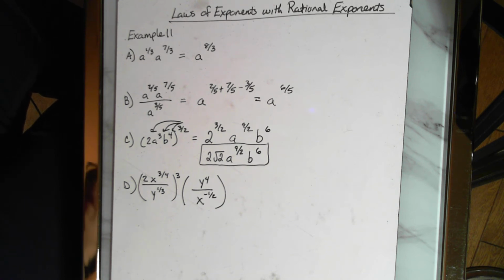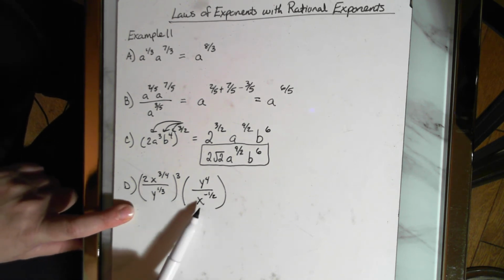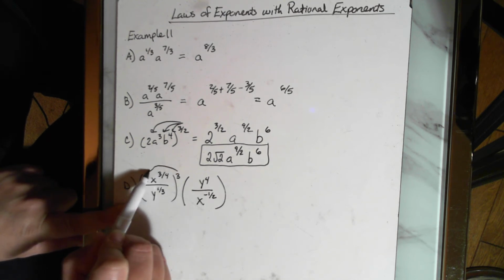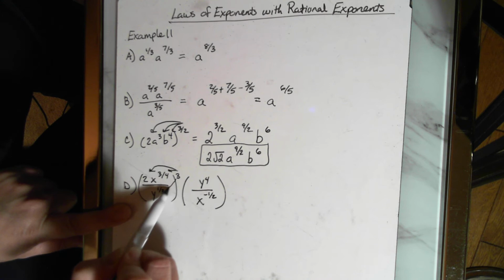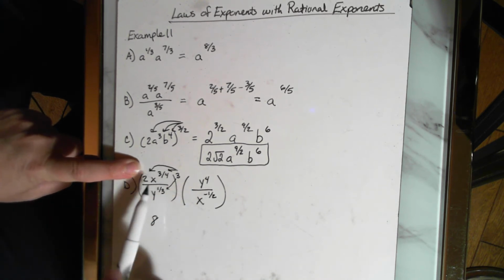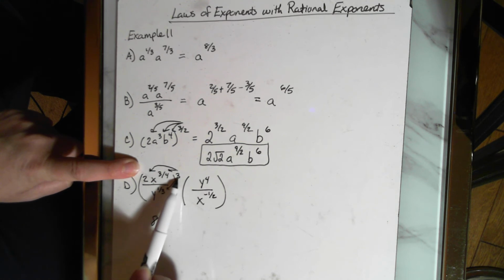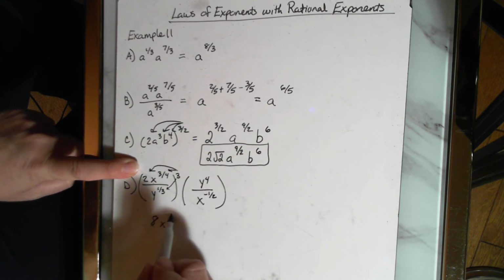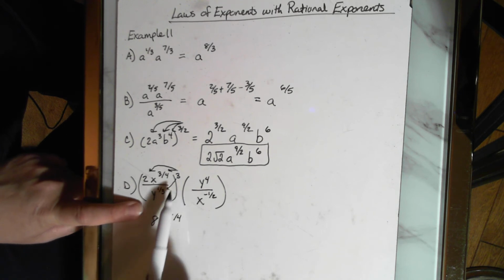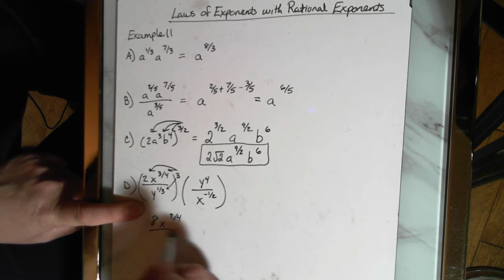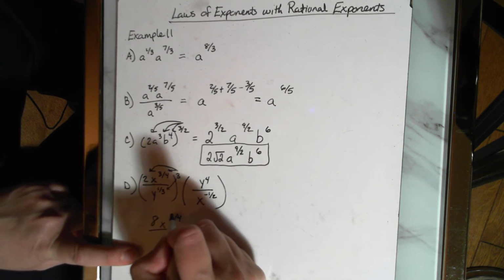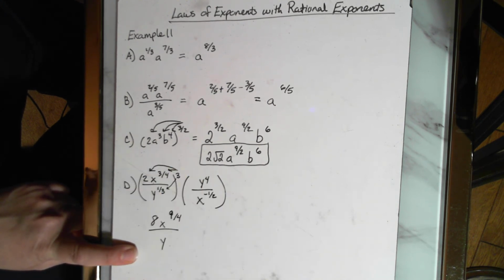Now for the last part of this example, right here, I have this. I'm going to distribute the power on this first fraction to all of these exponents in here. So 2 cubed is 8. X to the 3/4 times 3 is x to the 9/4. And then y to the 1/3 times 3 is just 1. So I have this, and that's a 9 right there. I wrote a very bad 9.